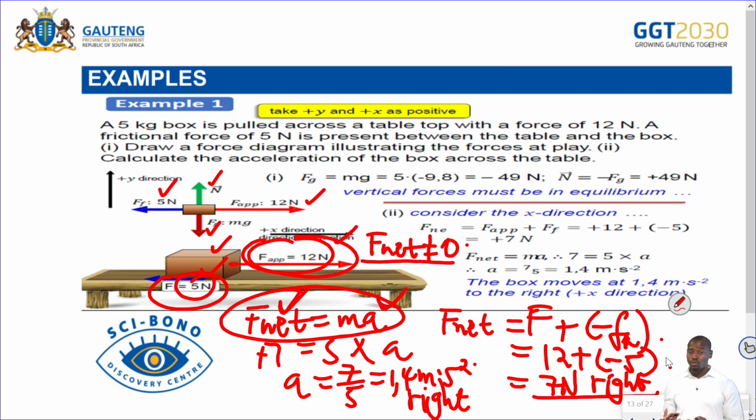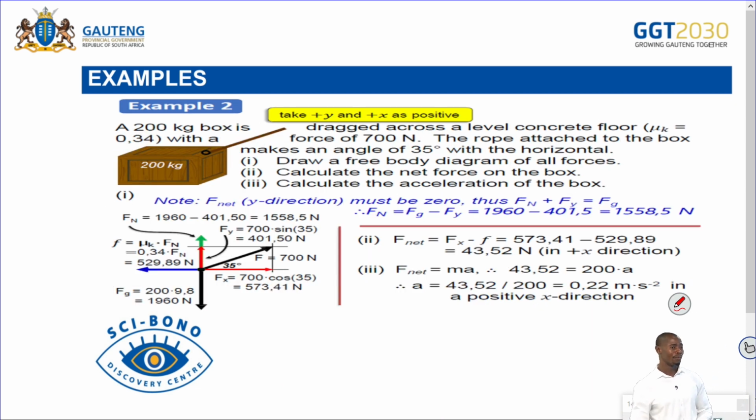So your F net and a, they're always acting in the same direction. According to Newton's second law, when a net force acts on an object, the object will accelerate in the direction of the net force, right? So which means that the net force and acceleration are always acting in the same direction. So you can't have right for the net force and left for the acceleration. So it's impossible when it comes to Newton's second law, right?